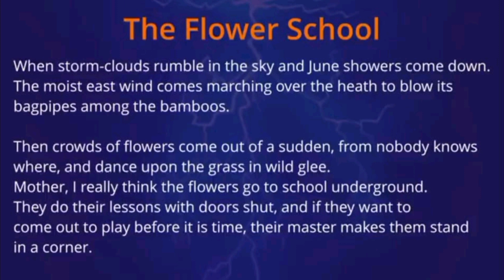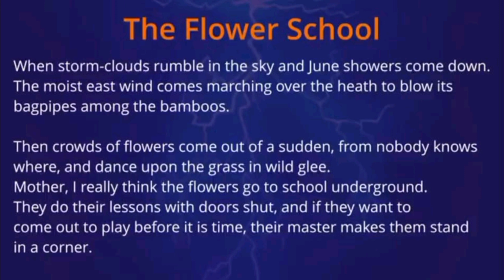When storm clouds rumble in the sky and June showers come down, the moist east wind comes marching over the heath to blow its bagpipes among the bamboos. Here, the poet starts the poem by portraying a rainy day scene from the cloudy sky and the shower coming down in the month of June, the wind passing through the bamboos, which produces a melodious sound.